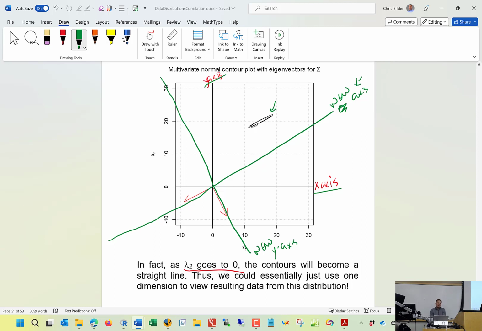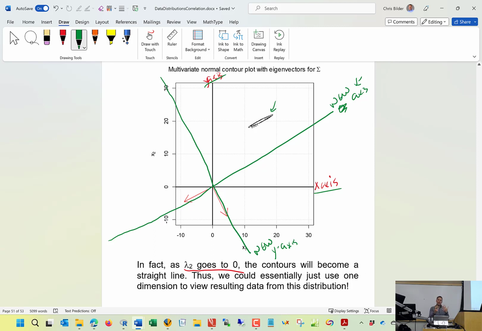We can see with the new x-axis, we have some variability, based upon where those contours are. And again, think about where you would expect the sample to be. We have some variability in that direction. But we have very, very, very little variability in the new y-axis direction.